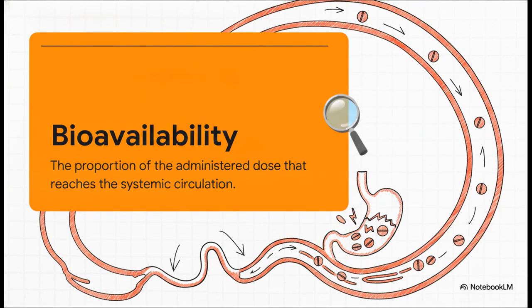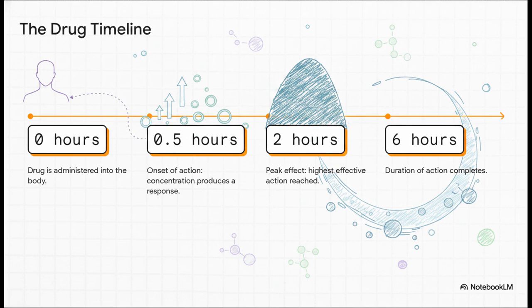Because of this intense biological gauntlet, we have to talk about a concept called bioavailability. This is the proportion of the dose you took that actually reaches your systemic circulation. Think back to that oral route. If a drug is partially destroyed by stomach acid, its bioavailability drops. So taking a 100 milligram pill does not mean 100 milligrams actually makes it into your bloodstream to do its job. And we can actually map out the lifespan of this drug's effect over time.